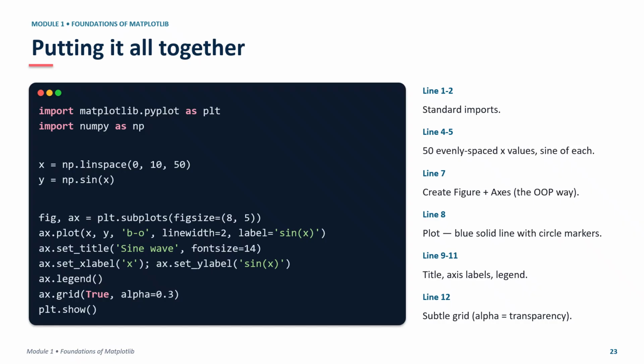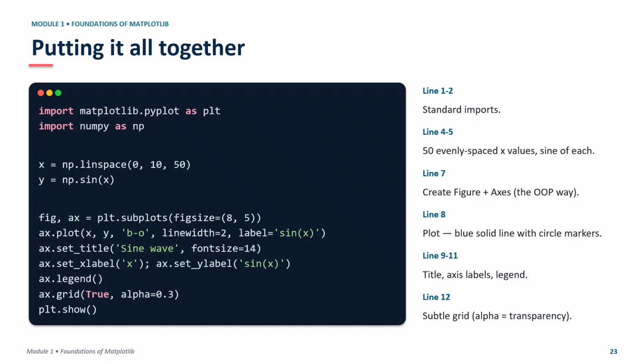And now let us write ax.plot(x, y, 'b-o'), where b is a blue solid line that you want, and you want a circle marker. You give linewidth of 2, so the line width is going to be of thickness 2, and you can mention what label you want. You can set the title as sine wave. You can set the x label, you can set the y-axis label, you can set the legend.